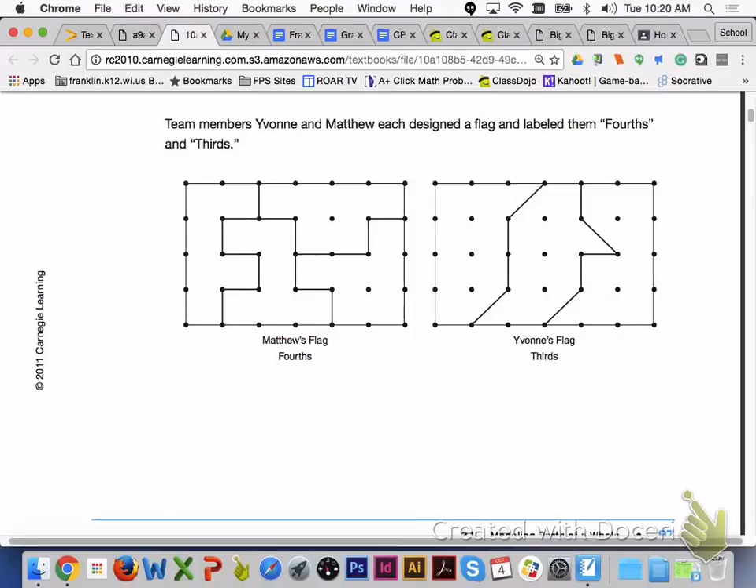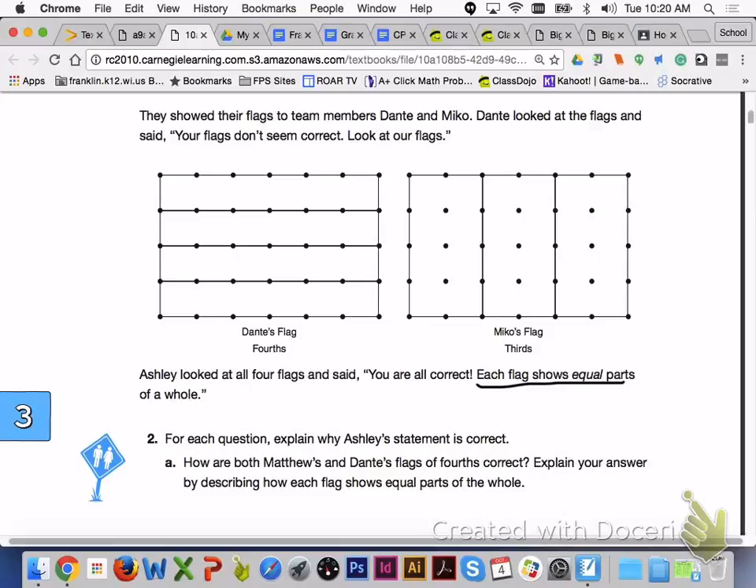Team members Yvonne and Matthew each designed a flag and labeled them fourths and thirds. Here is Matthew's flag labeled in fourths and Yvonne's flag labeled in thirds. At the top of page 98, they showed their flags to team members Dante and Miko. Dante looked at the flags and said, "Your flags don't seem correct. Look at our flags." So here is Dante's flag in fourths and Miko's flag in thirds. Ashley looked at all 4 flags and said, "You are all correct. Each flag shows equal parts of a whole."